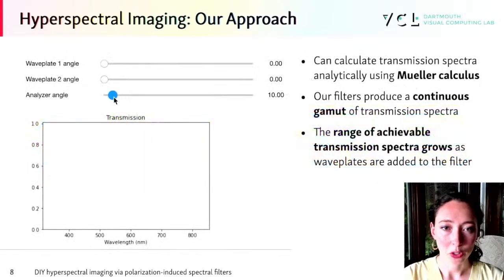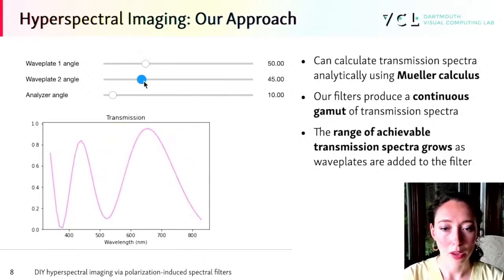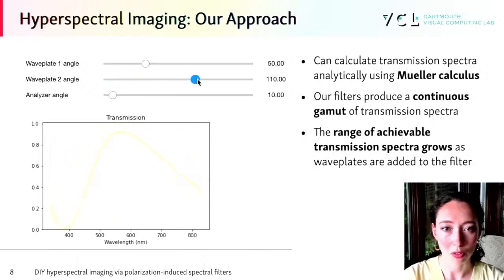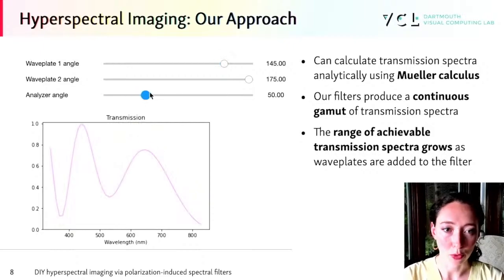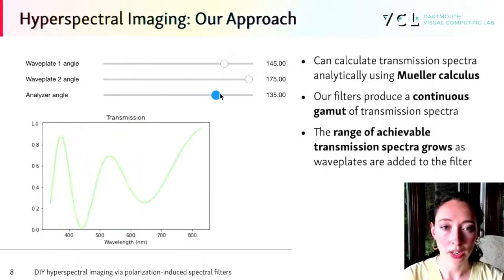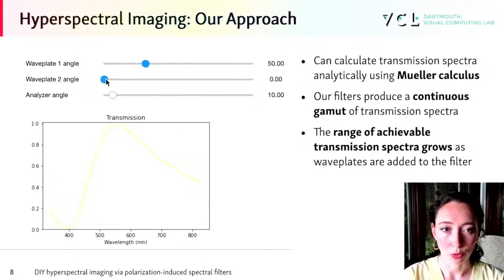The transmission spectrum of a filter can be calculated analytically using Mueller calculus, a mathematical framework for describing polarized light, given the rotation angle of each element, as well as the birefringence value and thickness of each type of waveplate. Since rotation angles are continuous, our spectral filters can produce a continuous gamut of spectra, whose range of expressiveness grows as waveplates are added to the filter. We describe an algorithm for choosing a discrete set of filters from this continuous gamut in the main paper.